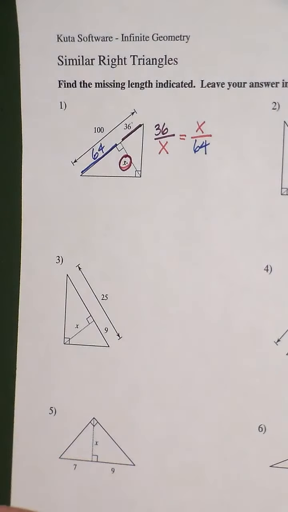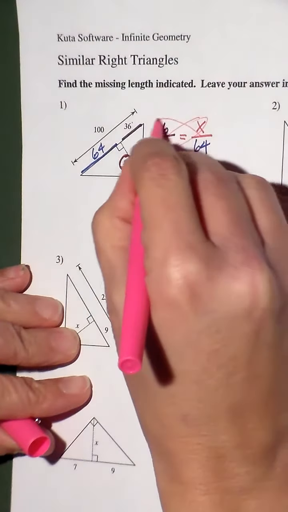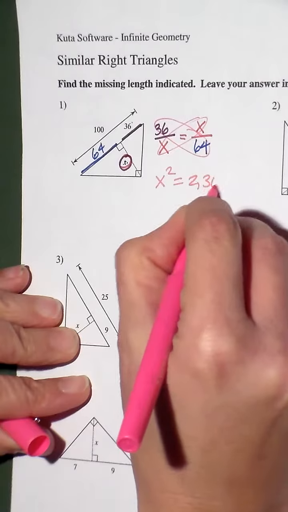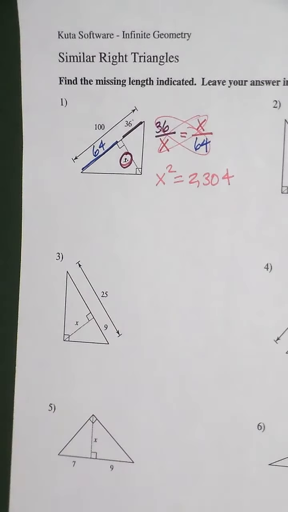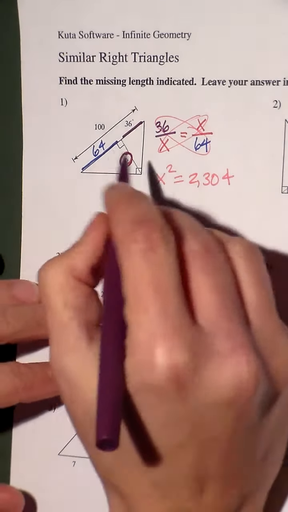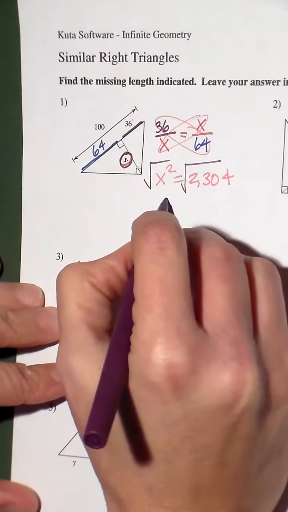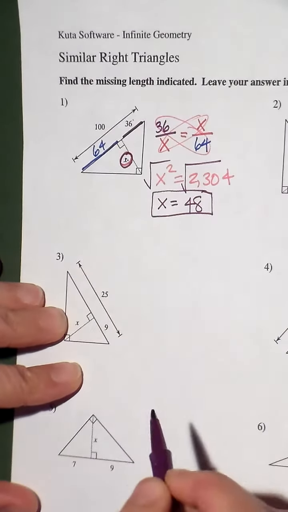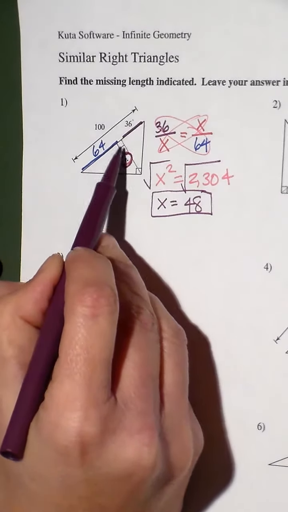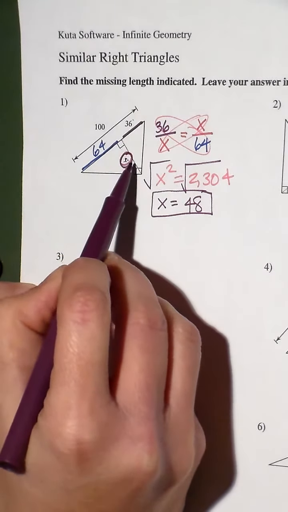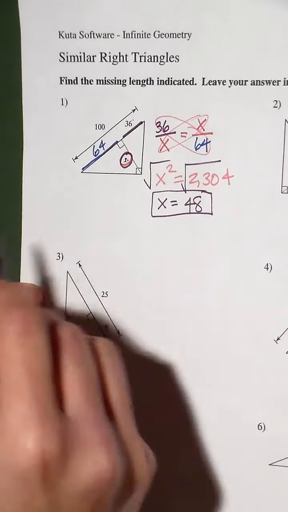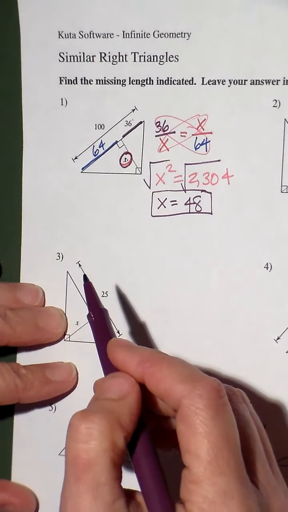Now I'm going to cross multiply these guys. So I get x squared equals 2,304. Okay? When I take the square root of both sides, I get 48. So your altitude is 48. Your altitude is also what? It's also the bigger side of your little triangle and the smaller side of your medium triangle. You have to be able to separate those triangles out. That's a big part of it.